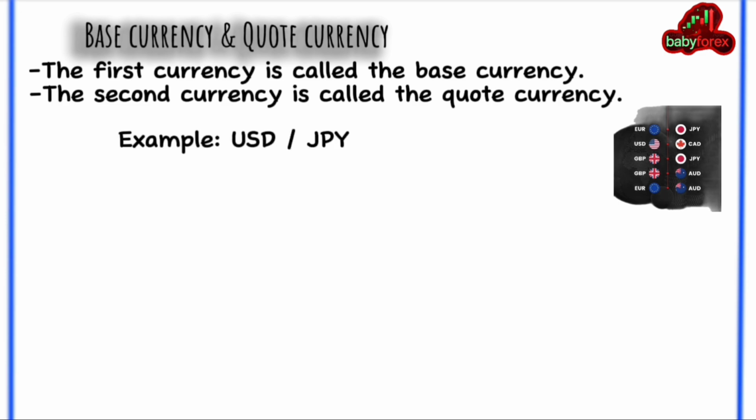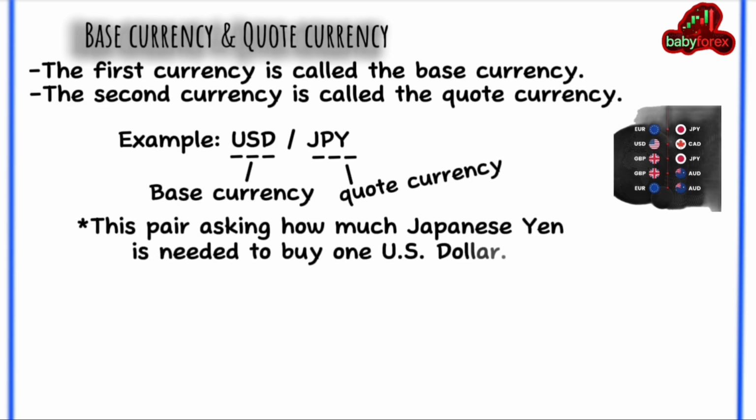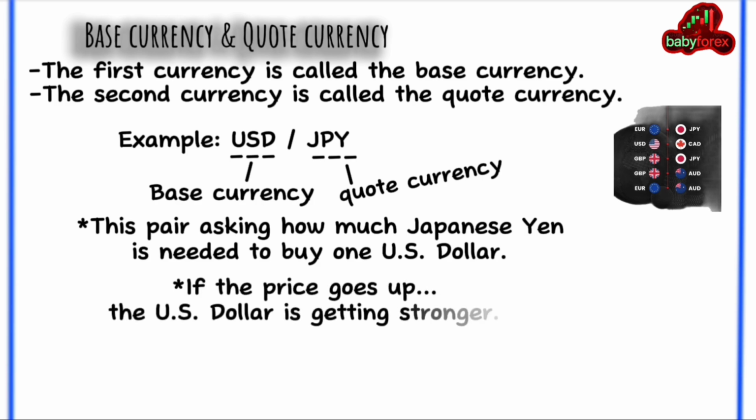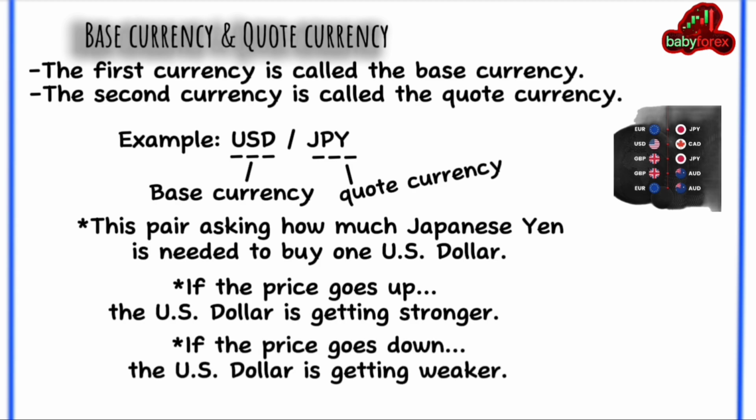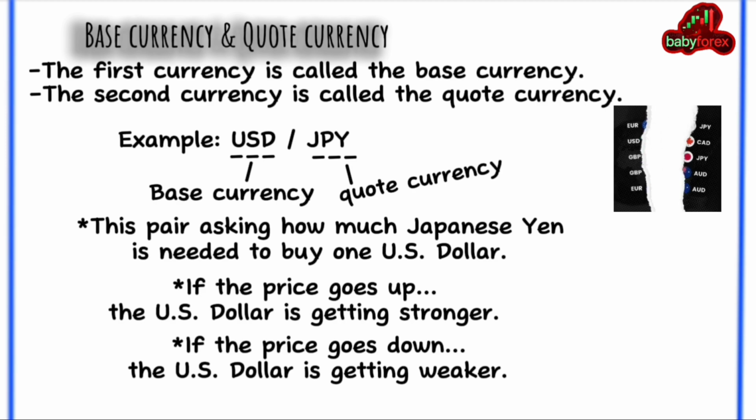Example: USD/JPY. Let's take a simple example. USD/JPY. USD is the base currency. JPY is the quote currency. This pair is asking, how much Japanese yen is needed to buy $1 US? If the price goes up, the US dollar is getting stronger. If the price goes down, the US dollar is getting weaker. It's like a comparison. Two currencies, one pair, one leads, the other follows. And that movement is what traders trade.